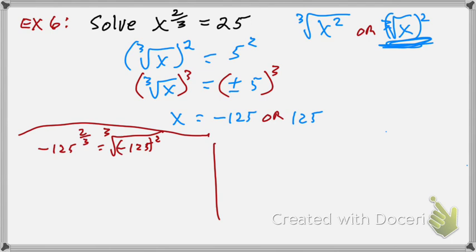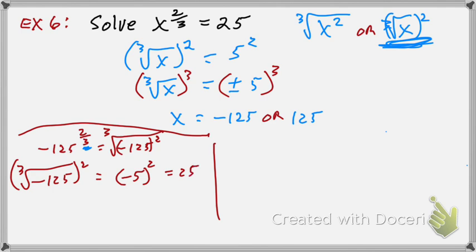Or I could take the cube root first. I could say negative 125, the cube root of that, and then square it. Well, the cube root of negative 125 is negative 5. Squared is 25. And that's what I got up here.